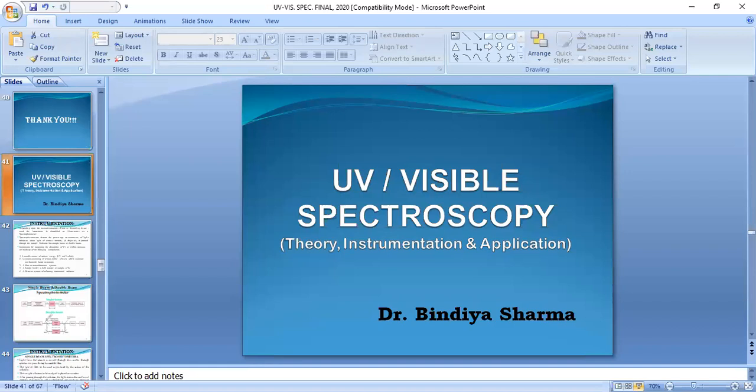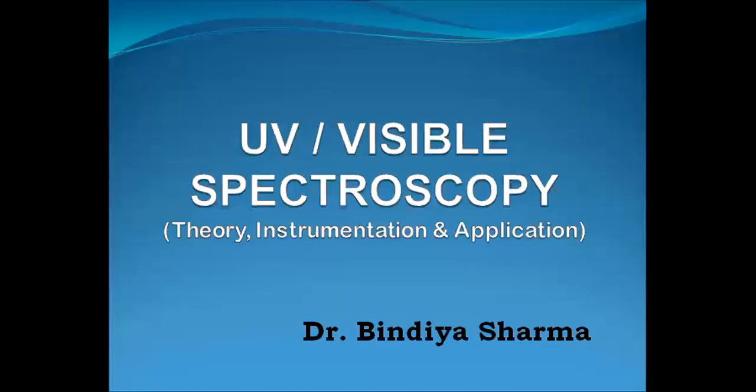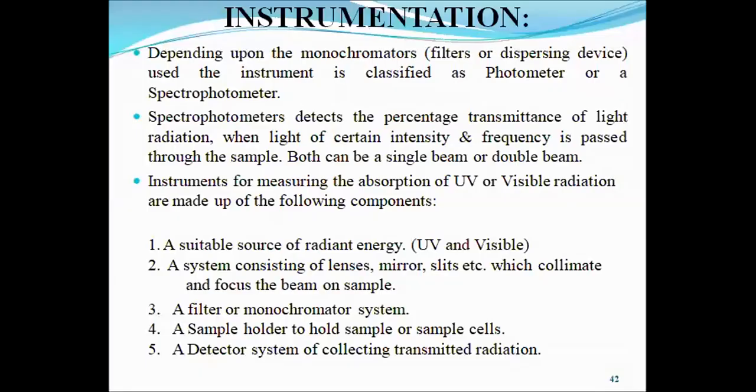In the last lecture, we studied the principle of UV spectroscopy. In this lecture, we'll see the instrumentation and application of UV spectroscopy. So let's start. Now, depending upon the monochromators which are used, the instrument is classified as photometer or spectrophotometer.